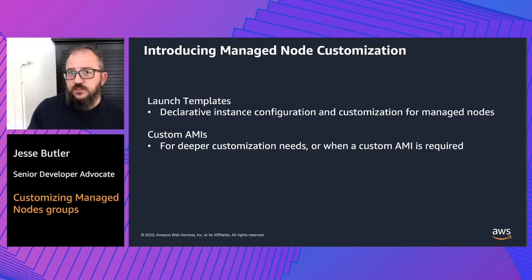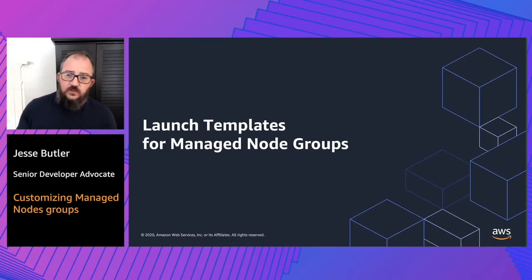So that's why today we're introducing support of managed node customization. And it's really in two parts. So first, the managed node group API will support launch templates now. So you can provide declarative instance for node configurations and pass that into create and update operations. And also we support custom AMIs for your managed nodes now. So when you need a deeper level of customization or just for whatever reason you need to bring your own AMI. So let's talk briefly about some of the details, and we'll do a couple of demos around launch template support.